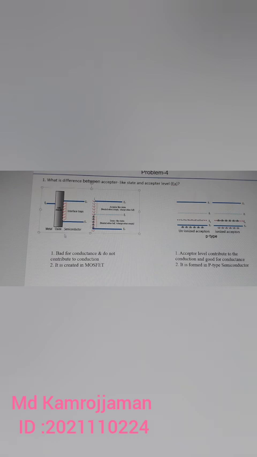This is the metal oxide semiconductor, and this is for P type, unionized acceptor, ionized acceptor. Acceptor level contributes to the conduction and is good for conductance. It is formed in P type semiconductor.